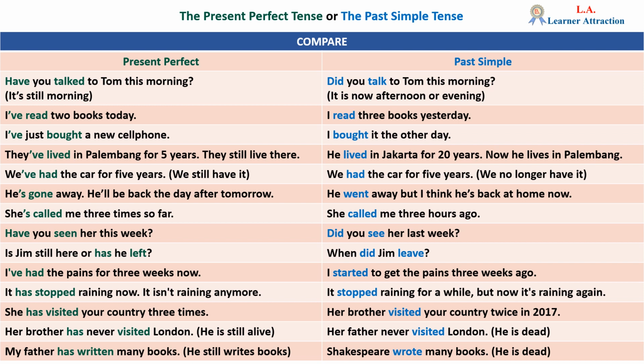It has stopped raining now. It isn't raining anymore. It stopped raining for a while, but now it's raining again. She has visited your country 3 times. Her brother visited your country twice in 2017. Her brother has never visited London. He is still alive. Her father never visited London. He is dead. My father has written many books. He still writes books. Shakespeare wrote many books. He is dead.